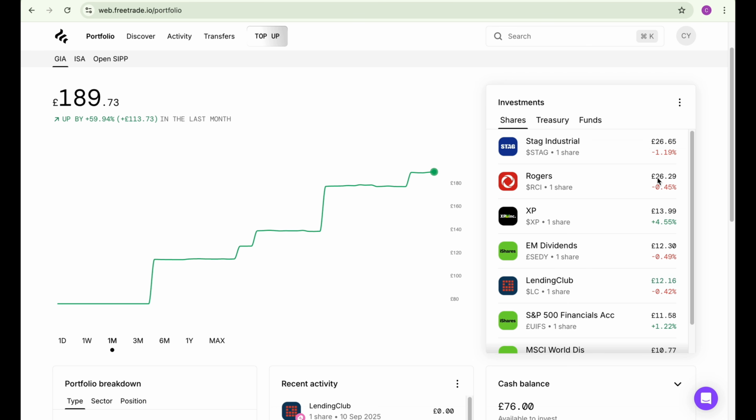And here's something I'd love to get your thoughts on. Should I include the free shares that I've received from everyone who's used my link? Personally, I think they should count since they've been earned directly through the channel, but I want this to be a community decision. So here's what I'm going to do. I'll leave a comment below with two options: include free shares and don't include free shares.